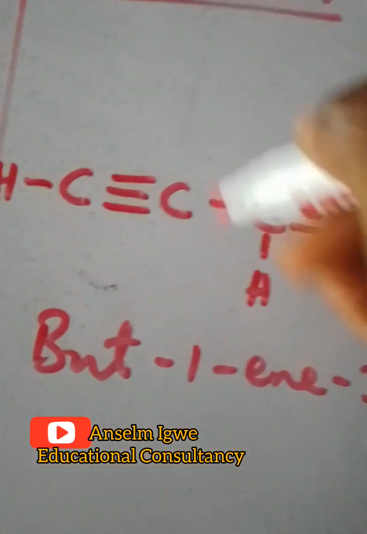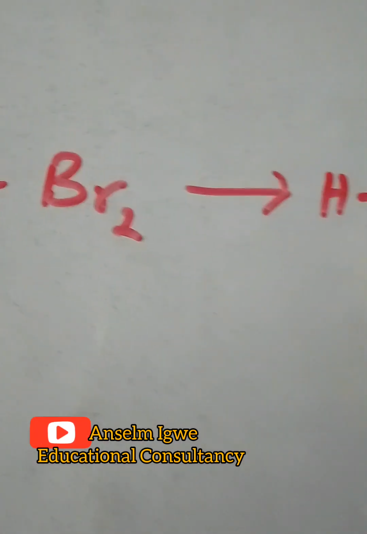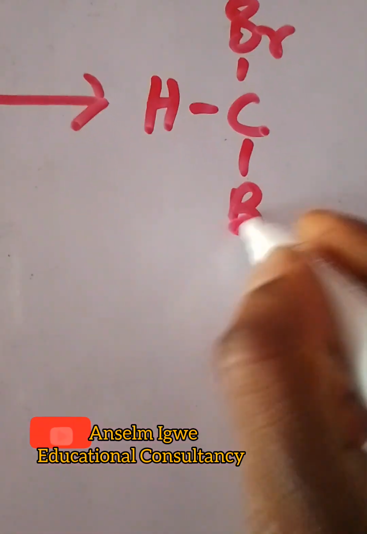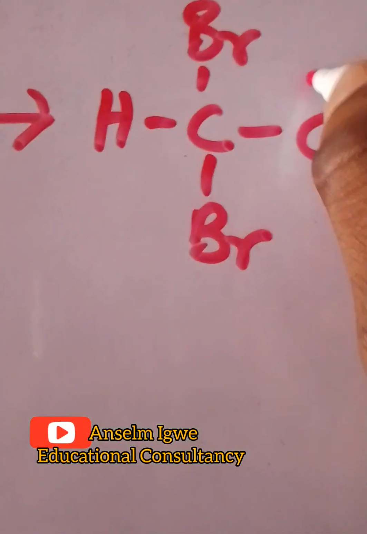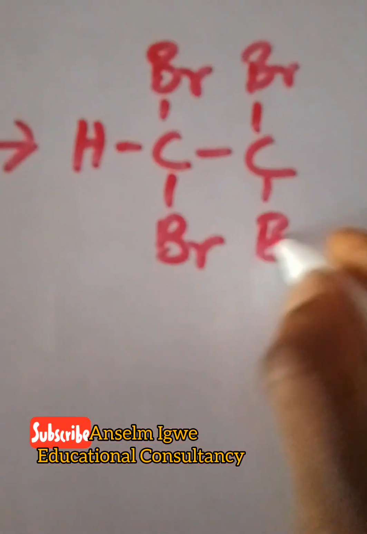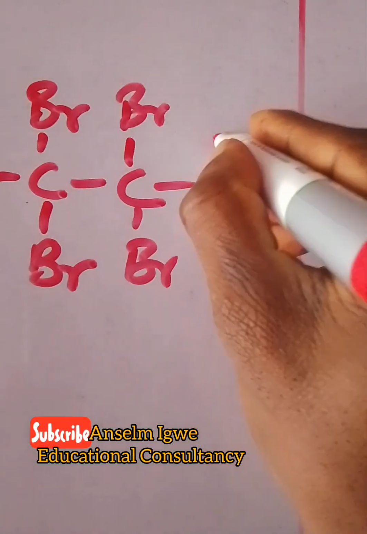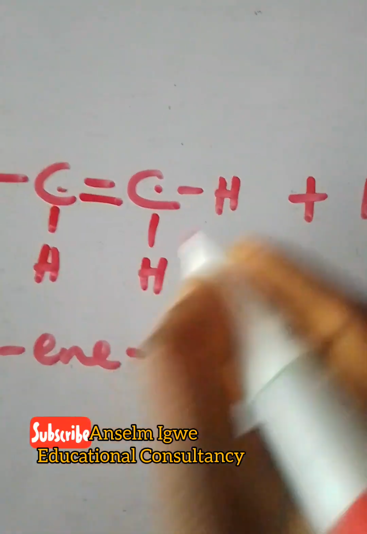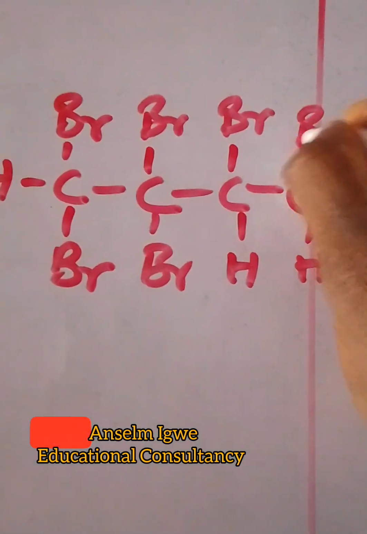This bromine is going to break all the multiple bonds. So we write HC. This very carbon, we have 2 bromine atoms. This particular carbon, we also have 2 bromine atoms. This particular carbon already has 1 hydrogen atom, so it will be completed by a bromine atom. And finally, this one already has 2 hydrogen atoms, so we put 1 bromine atom there.